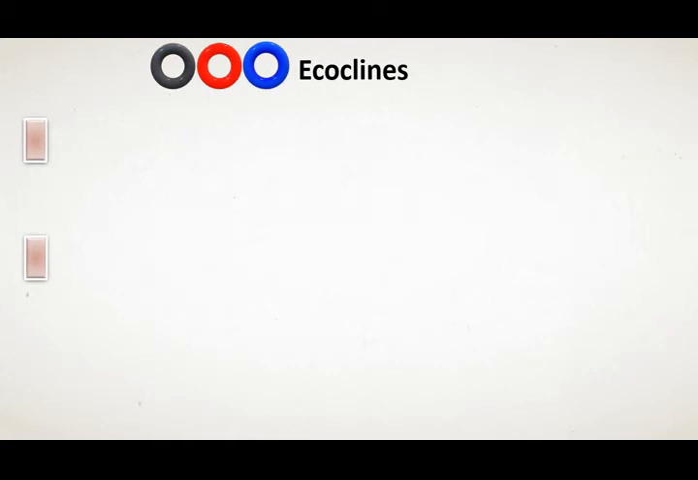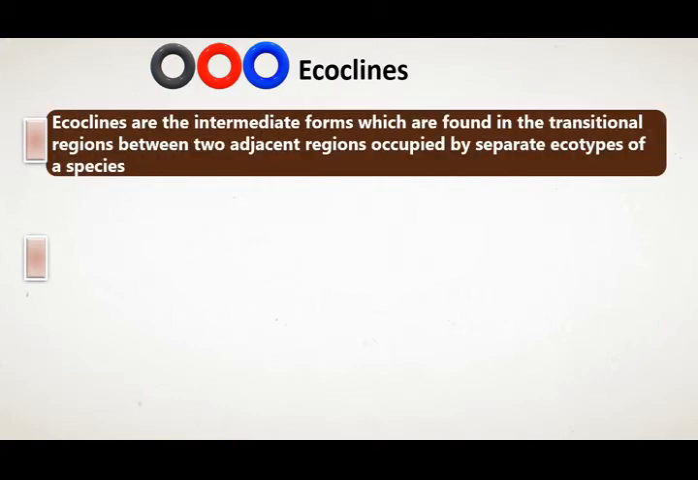The third morphological forms are ecoclines. Ecoclines are the intermediate forms found in the transitional regions between two adjacent regions occupied by separate ecotypes of a species. They are produced by hybridization between two related ecotypes, and they survive under intermediate environmental conditions. Thus, a continuous change in the characteristics of the plant from one region to another is apparent.